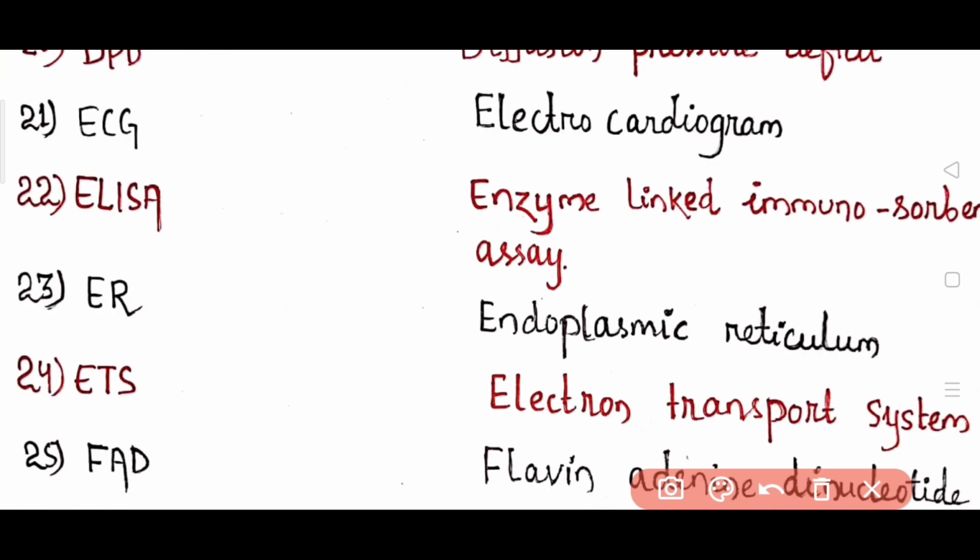Then ECG. The full form of ECG is electrocardiogram. It is a test that can be used to check your heart's rhythm and electrical activity generated by the heart when it contracts. And the machine that records the patient's ECG is called an electrocardiograph.